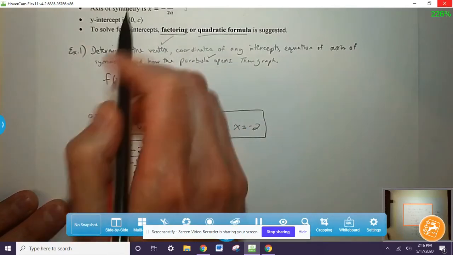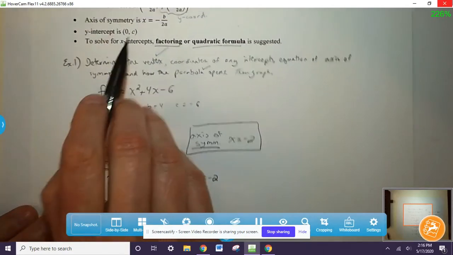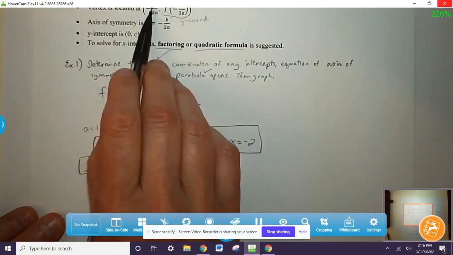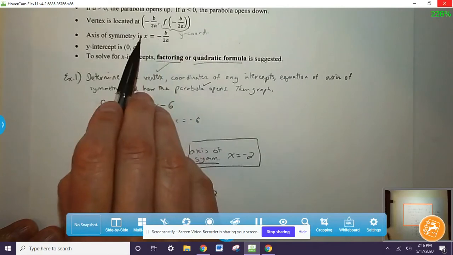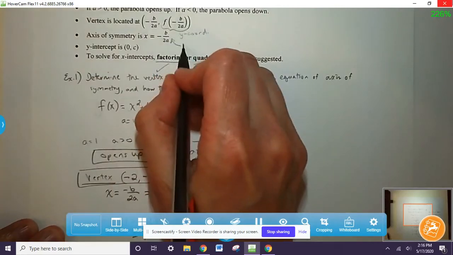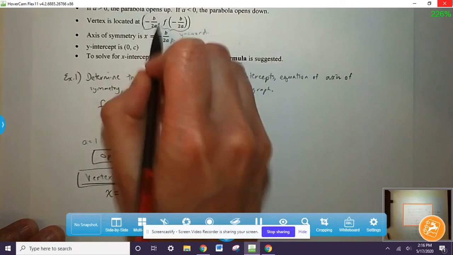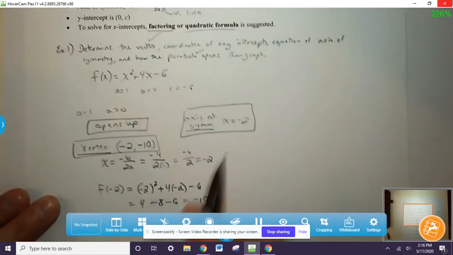So that's why for the axis of symmetry up here, it says x equals negative b over 2a. It's the same formula because the axis of symmetry always is the vertical line. So you can write that down if you want. It's the vertical line that goes through the x coordinate of the vertex. So that's going to be our axis of symmetry.